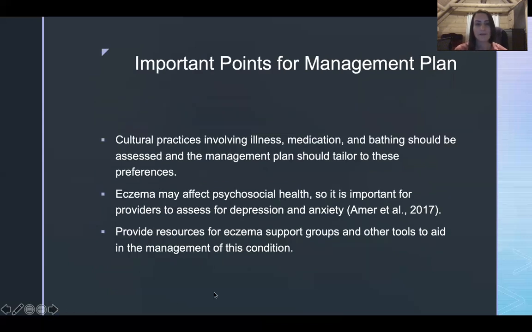Important points for a management plan. Cultural practices involving illness, medication, and bathing should be assessed, and the management plan should be tailored to these preferences. Eczema may affect psychosocial health, so it's important for providers to assess for depression and anxiety. It would also be helpful to provide resources for eczema support groups and other tools to aid in the management of this condition.